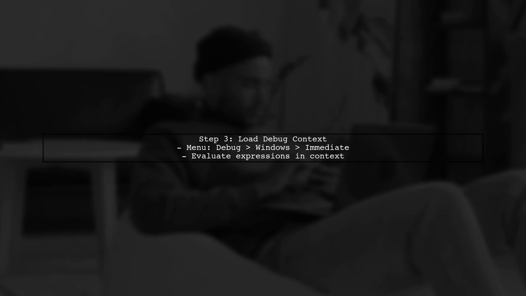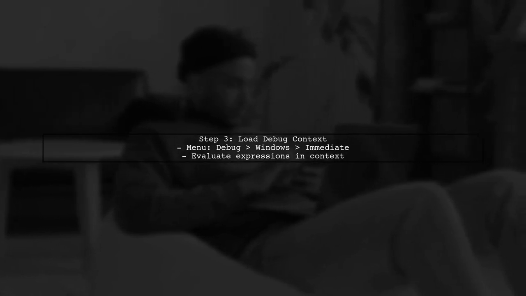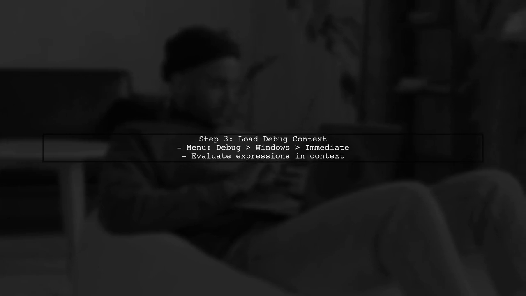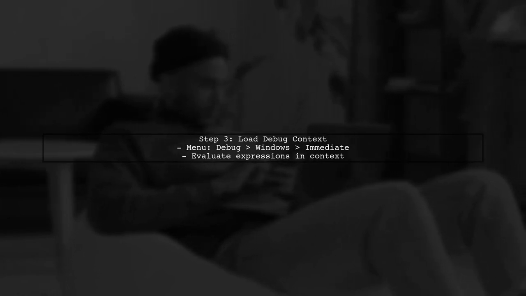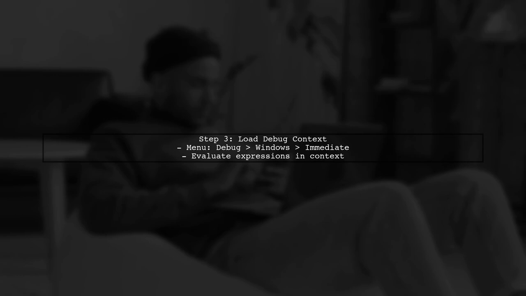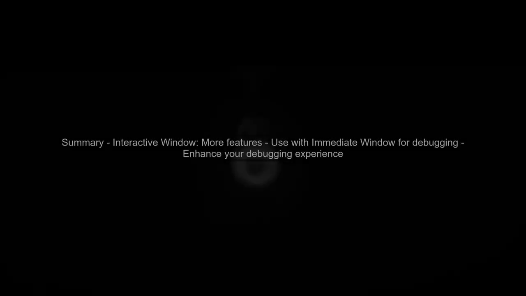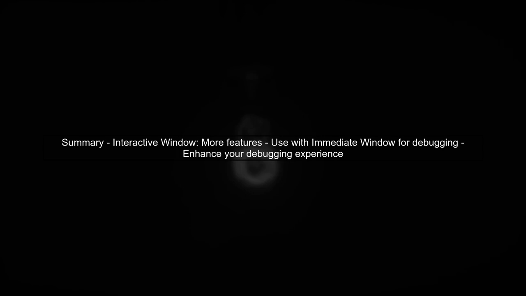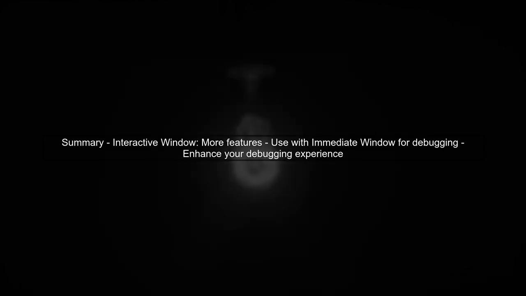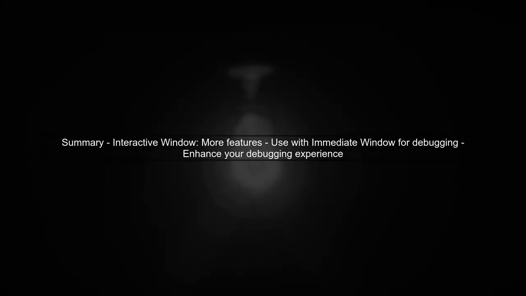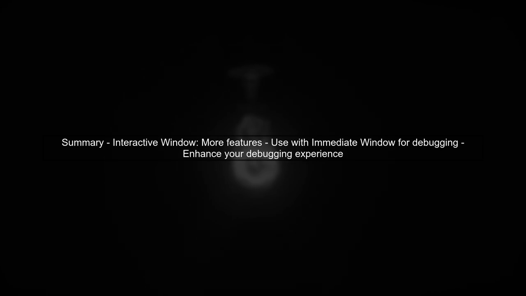Now, to load the current debug context, you can use the Debug menu. Select Windows and then Immediate. This allows you to evaluate expressions in the context of your current debugging session. In summary, while the interactive window does not automatically load the debug context, you can still use it alongside the immediate window to enhance your debugging experience in Visual Studio 2017.